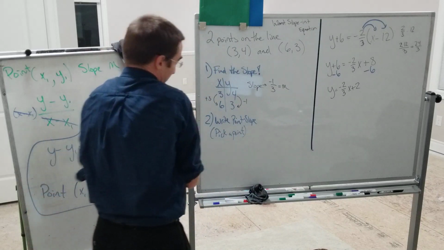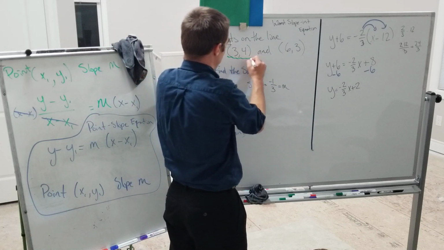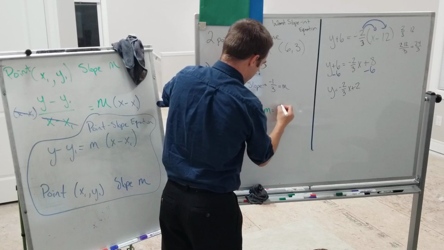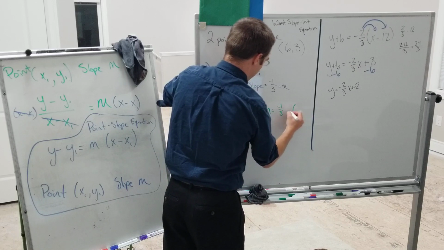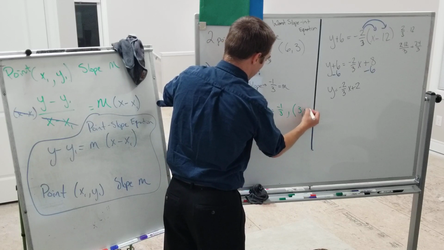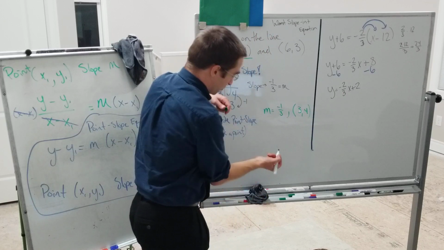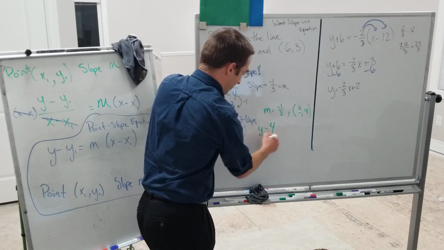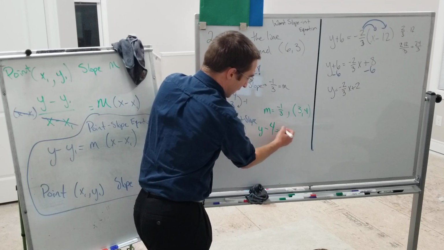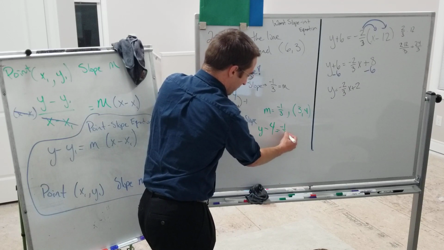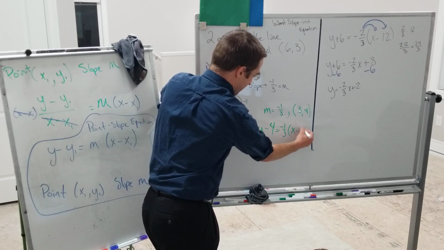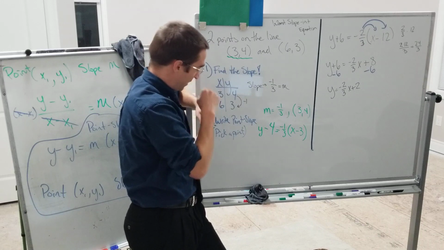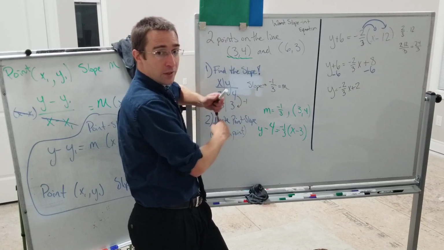Why? That's the first one. So I'm going to pick this point. So we have m equals negative 1/3, and we have the point 3, 4. So to write the point slope equation, we're going to go y minus y number, y minus 4, equals slope negative 1/3 times x minus x number, x minus 3. Okay, so now we have the point slope equation.